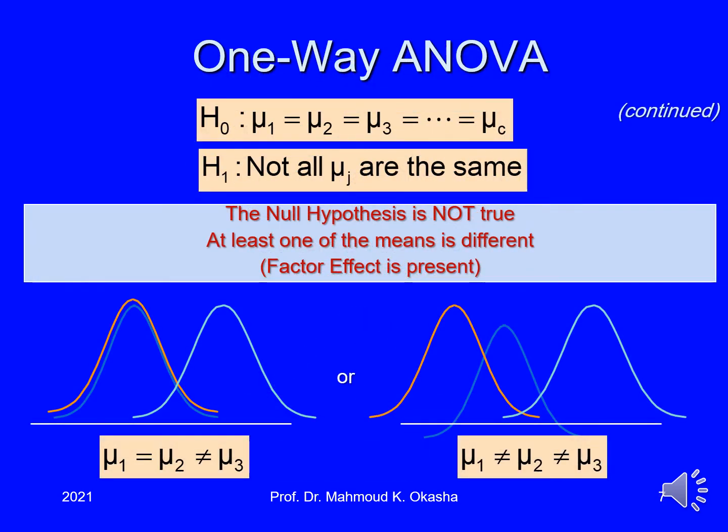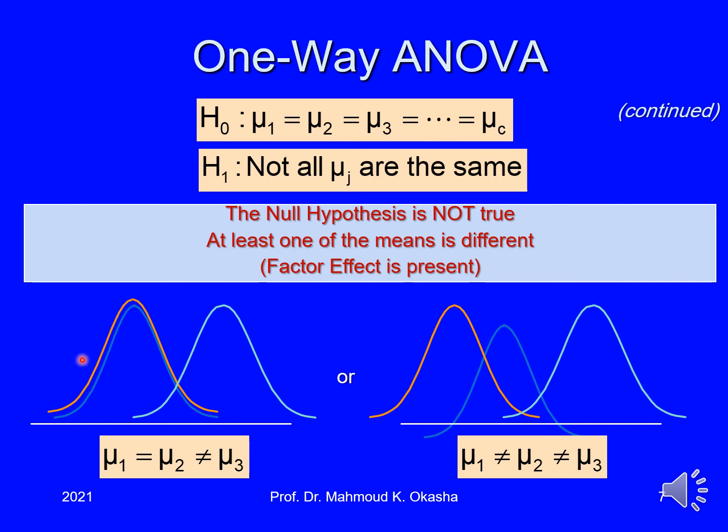Now, if the null hypothesis is false, it's not true. So we have at least one of the means different. So there is a factor effect, or a factor effect is present. Then the distribution will be like that.